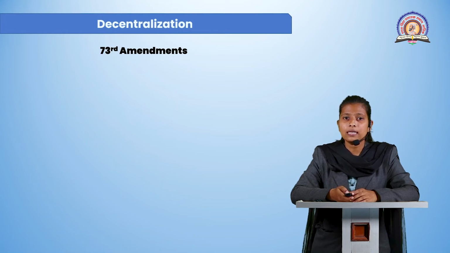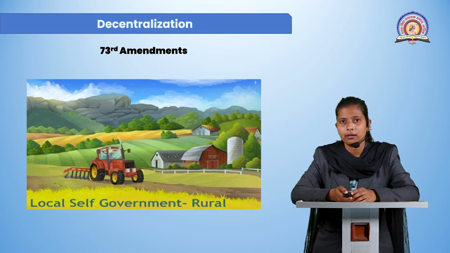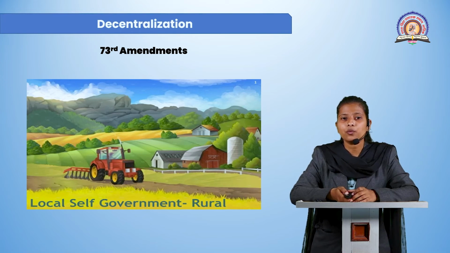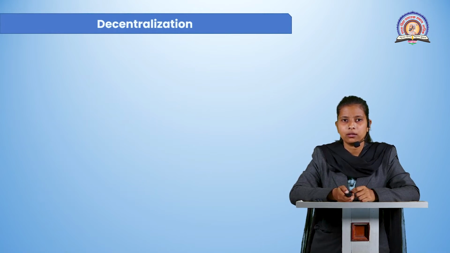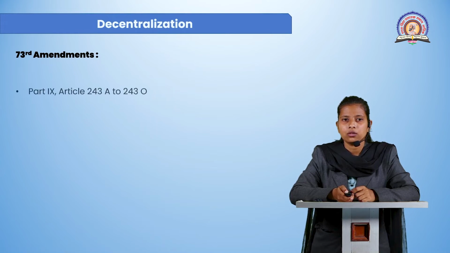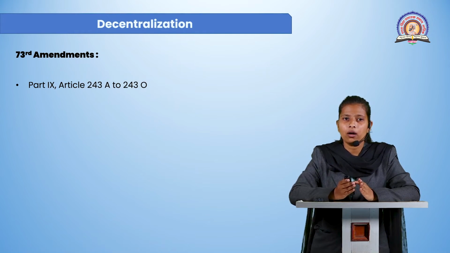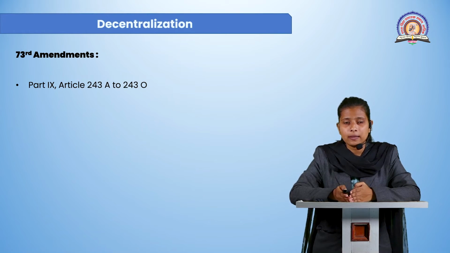Now, what is the 73rd amendment? The 73rd amendment is for local self-government, at the village level. So we will see some features of the 73rd amendment. The first one is that it is the ninth part of our constitution, articles 243A to 243O. The 73rd amendment is there.